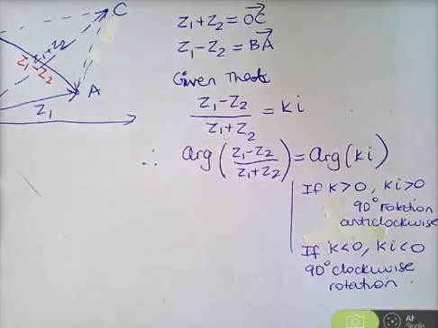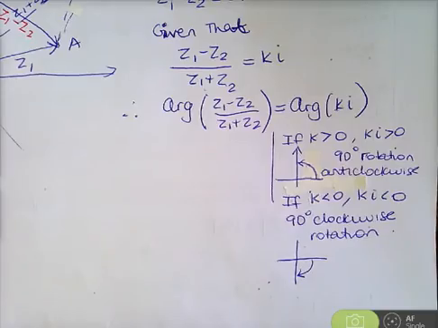Okay? So, look, K could be positive or K could be negative. And if K is positive, we've got a 90 degree rotation anti-clockwise. And if K is negative, Ki will be negative and we'll have a 90 degree clockwise rotation. Didn't you say for all positive real K? Isn't that a definition?